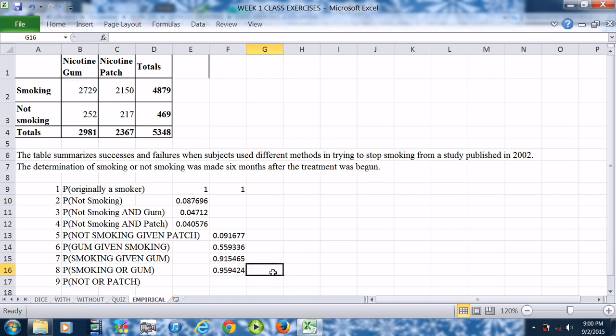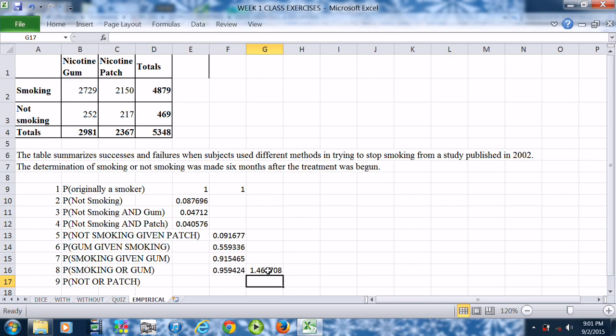Of course, you can just avoid double counting in the first place and just add up all those who are smoking or gum individually. So let's see. So smoking, we get, in parentheses, 2,729 plus 2,150. For the gum, we already counted the 2,729, so just add in the 252. So then plus the 252, and then divide that by our grand total.